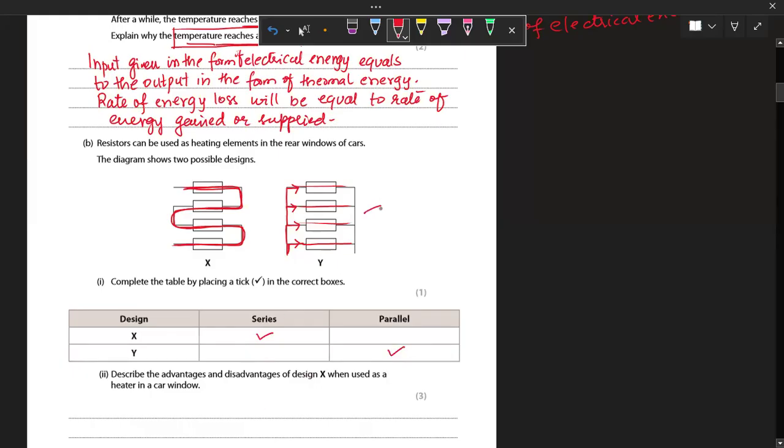Y circuit is parallel. That means the current divides. And in series, the current has only one path, right? Current has one path. Clear? And in parallel, current has multiple paths.